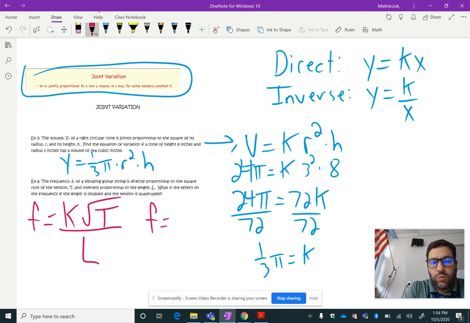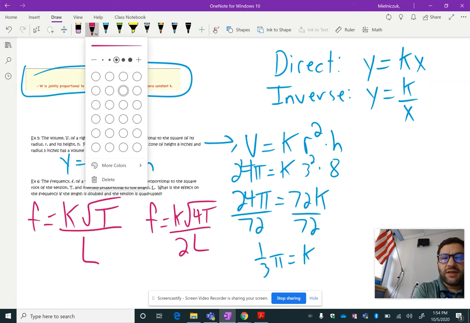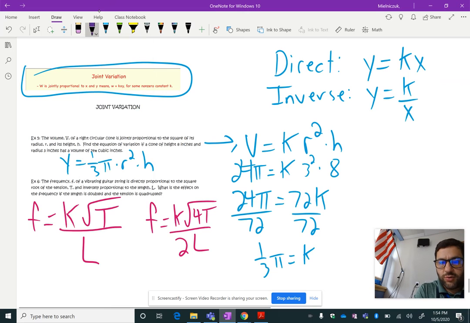So f will equal k. Let's see, we're going to quadruple the tension and we're going to double the length. Well, if we leave it like this, I don't know about you, but nothing jumps out at me. I'm not exactly sure. So we have to clean it up.